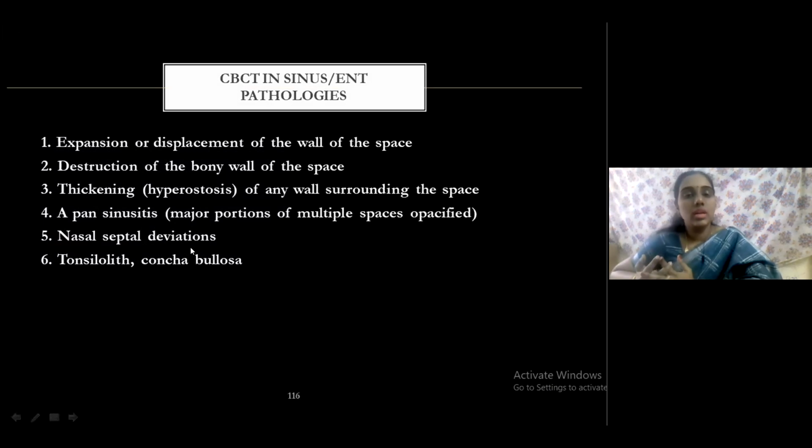Yes. In cases of sinus expansion or displacement of the walls of the maxillary sinus, destruction of the bony walls of the space, and thickening or hyperostosis of the walls surrounding the sinus, or a pan-sinusitis, you can also see the ethmoidal and the sphenoidal sinuses with the help of CBCT. You can also look for nasal septal deviations, tonsilolith or concha bullosa. All these are ENT sections, but still we'll be able to make out all these things with the help of CBCT.